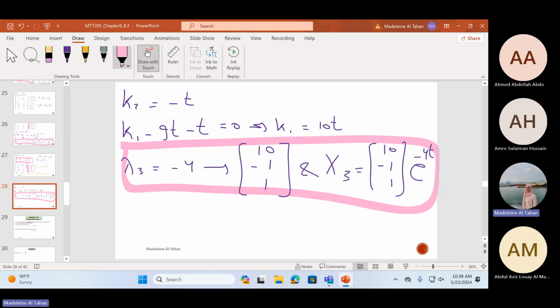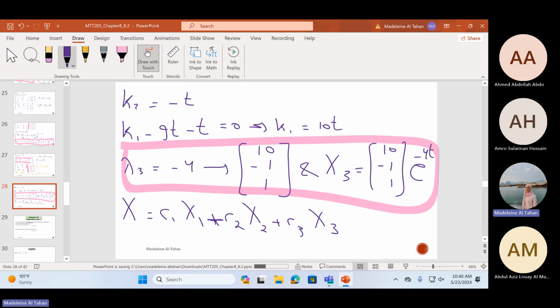We got x1, we got x2, we got x3. What's the lambda? We need to write the general solution. How do we write the general solution? X equals T1 x1 plus T2 x2 plus T3 x3, and we need to write again x1, x2, and x3.